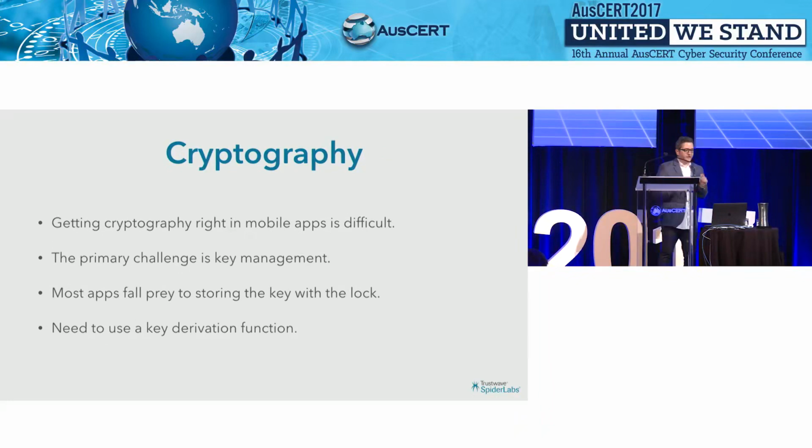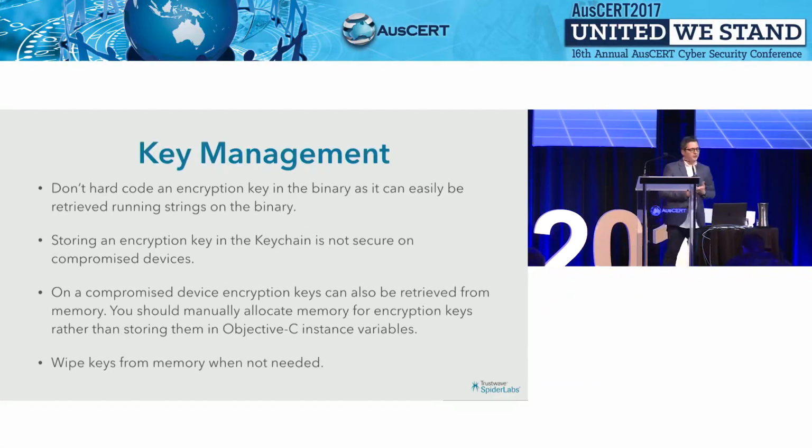Crypto. Getting cryptography right in mobile apps is difficult. The primary challenge is key management. Most apps fall prey to storing the key with the lock. You need to use a key derivation function if you want to do that. Don't hard-code an encryption key in the binary. It's going to be easily retrieved by running strings, or if it's stored in a variable, by the runtime techniques I showed you before. Storing an encryption key in the keychain is not secure on compromised devices, so you shouldn't do that. You can access the keychain quite easily on compromised devices. On a compromised device, keys can also be retrieved from memory, as mentioned, if you store them in variables.